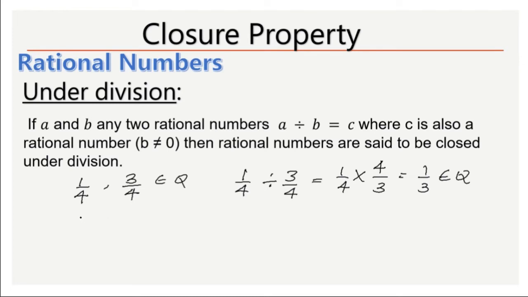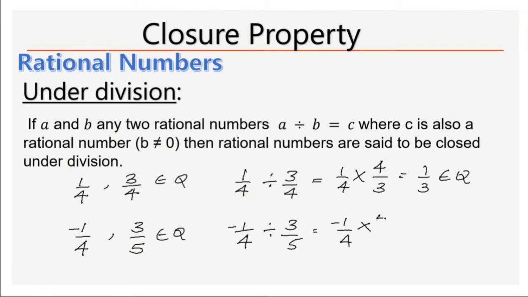belonging to the rational numbers. If I consider a negative number divided by another positive number, what will be the quotient? Minus 1 by 4 divided by 3 by 5, this will be minus 1 by 4 multiplied by 5 upon 3. So we get negative 5 by positive 12 belonging to the set of rational numbers. So it is the only set closed under all the four operations.